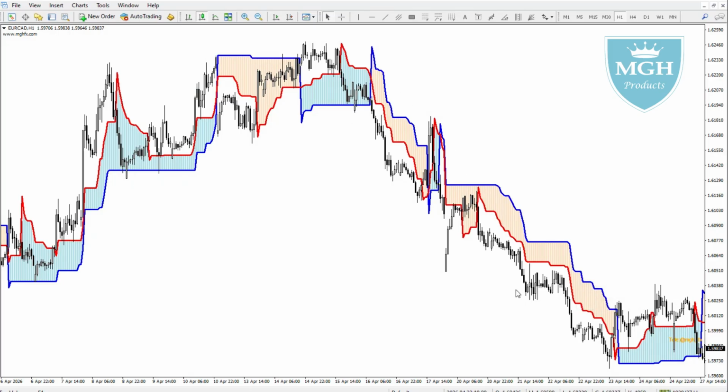They cross more frequently and respond faster to price changes. The cloud between them fills in and flips color each time the faster trend line crosses the slower one. Now watch what happens when we add a shift.